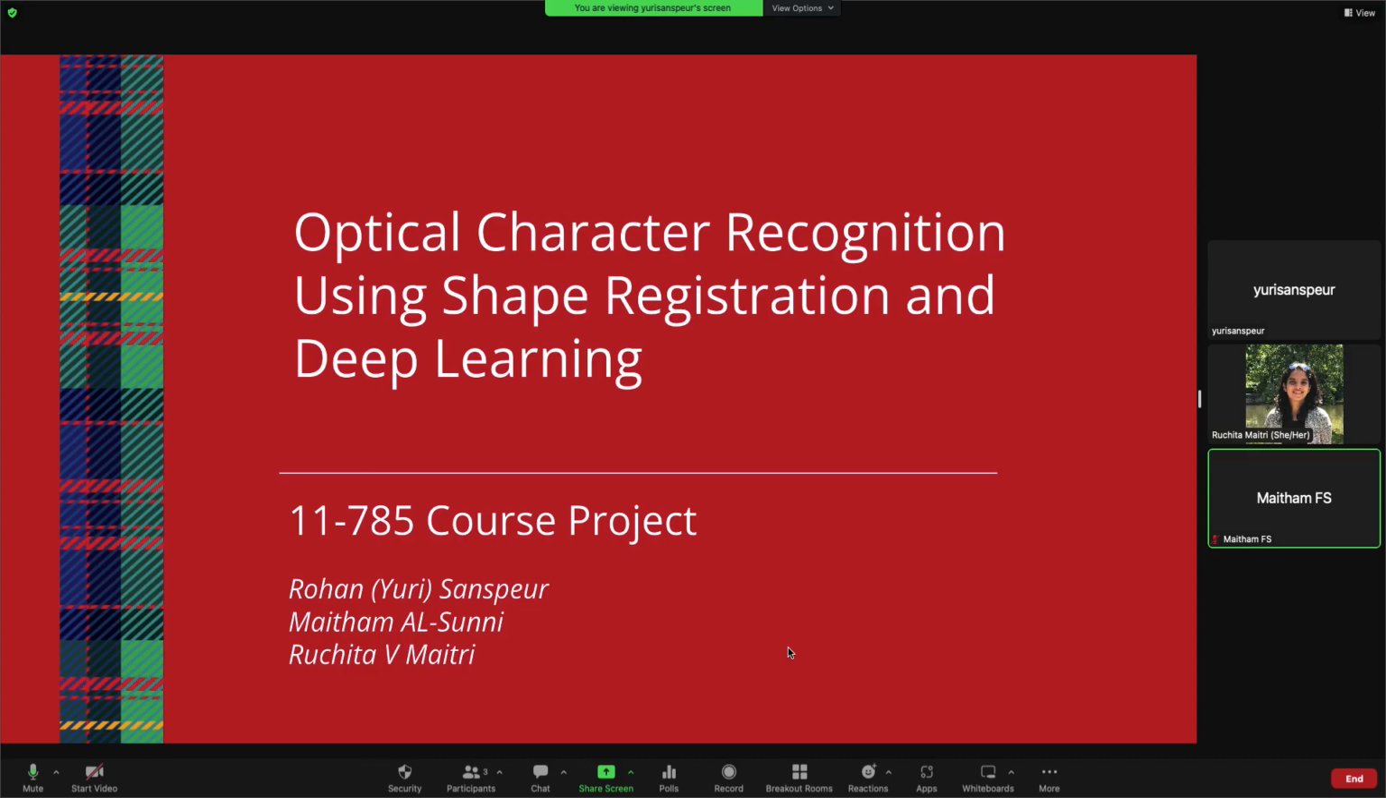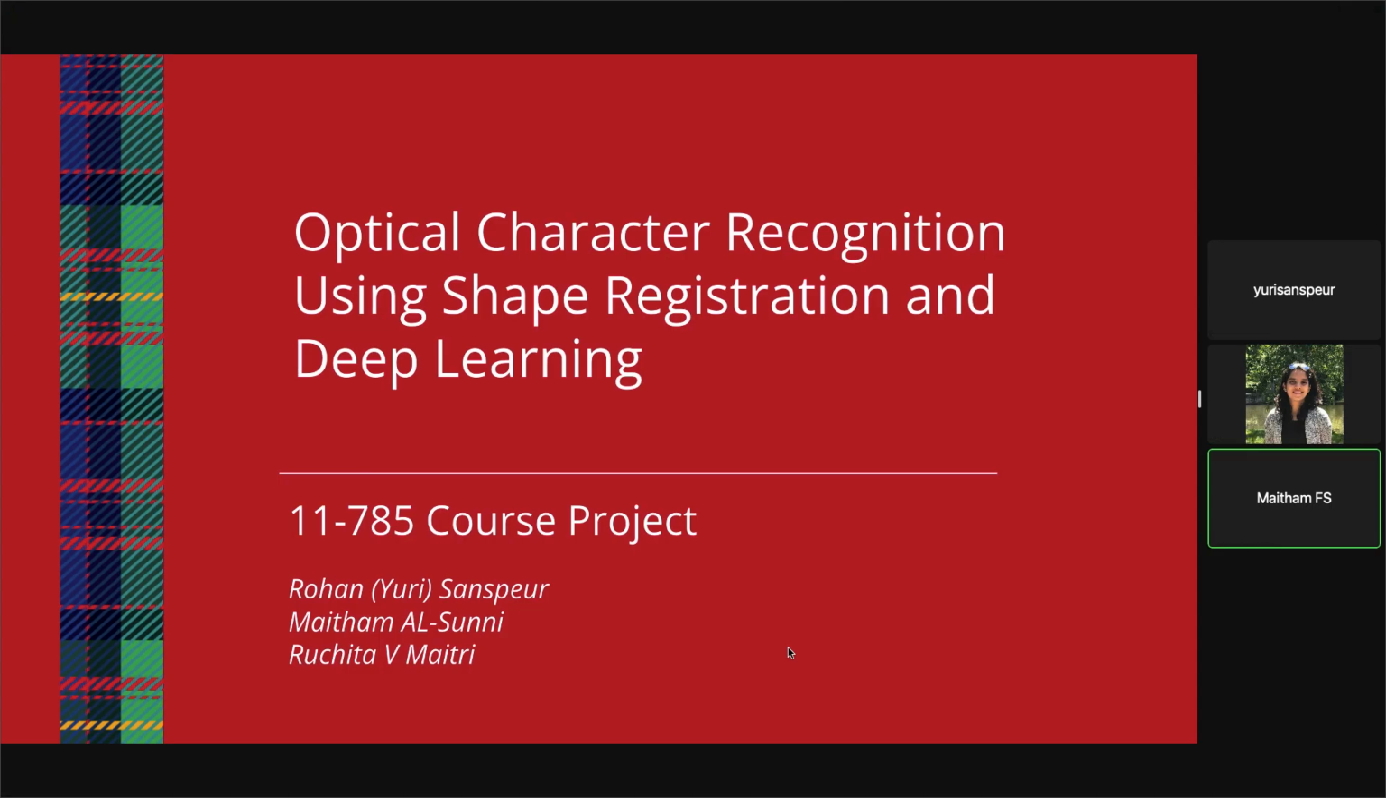Welcome to our presentation. The main idea of this project is to approach the problem of optical character recognition using shape registration and deep learning.